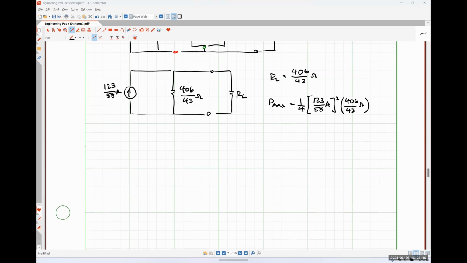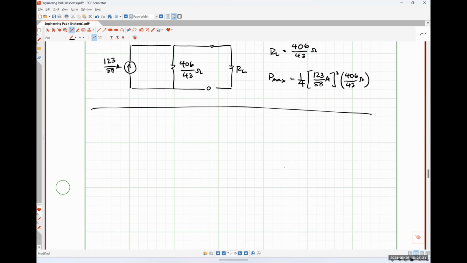If you need further explanation, you can look at the video on Monday. Let's just say that I have 2 parallel paths and I'm trying to apply current division. Let me draw a circuit here. So I have some source current IS.